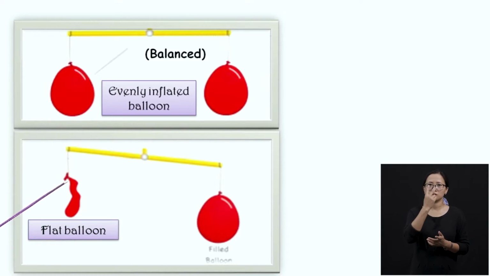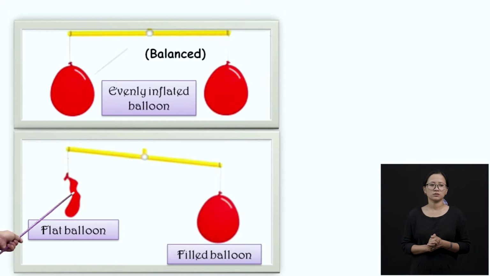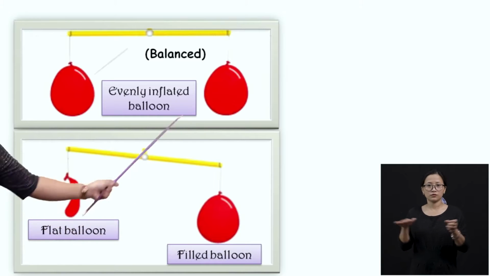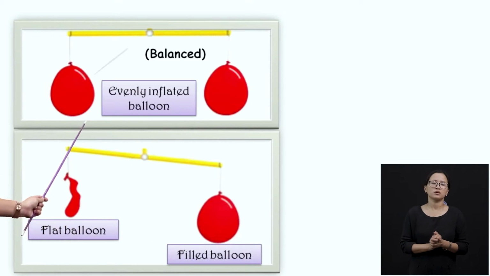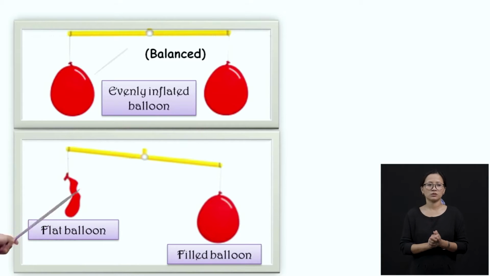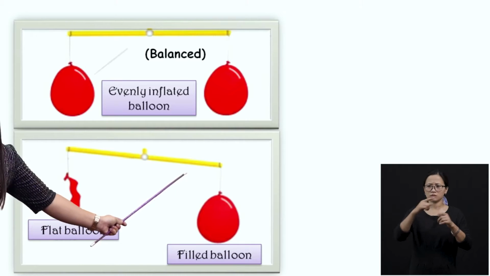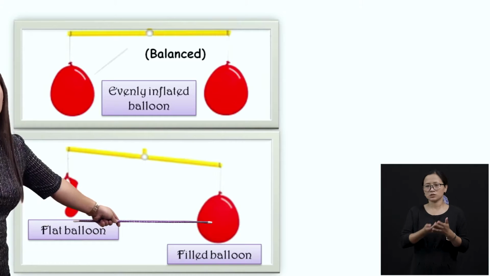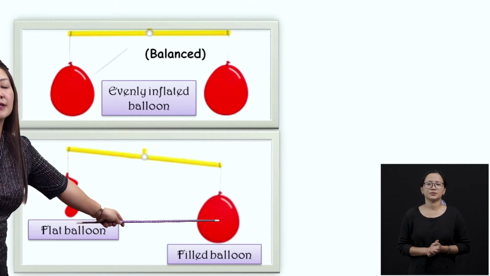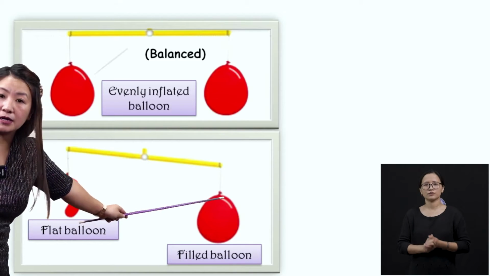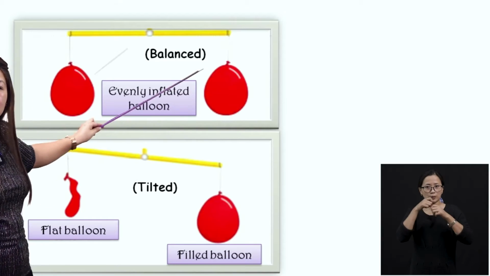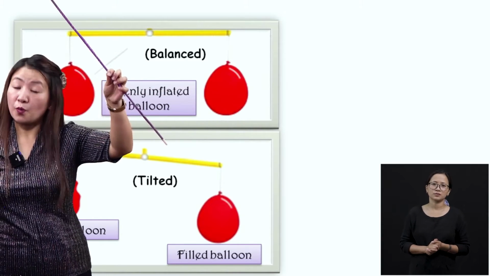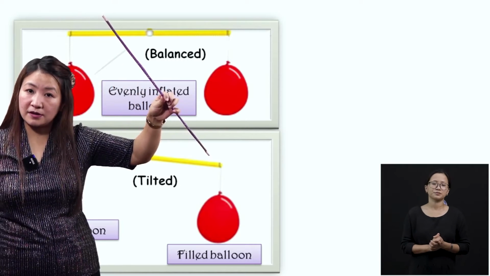This is now a flat balloon. This is the completely filled balloon. So you pop this balloon, then what happens to the scale? What happens to the stick? This looks heavier, yes or no? The air-filled balloon looks heavier, and so the stick is tilted, because one is heavier than the other, isn't it?